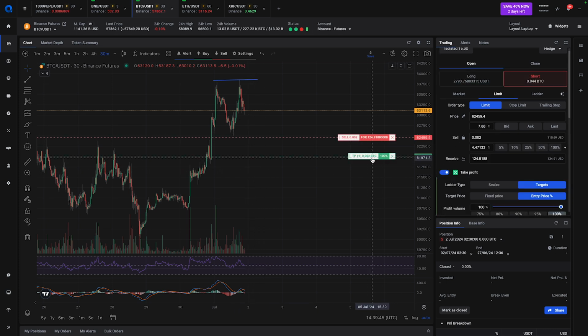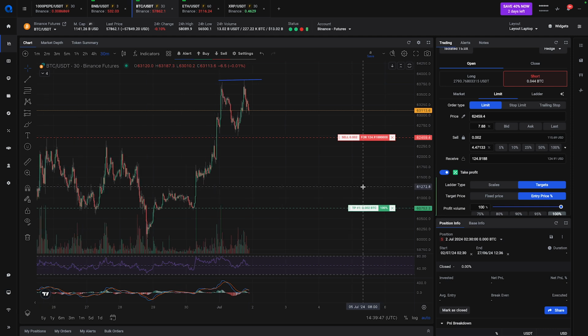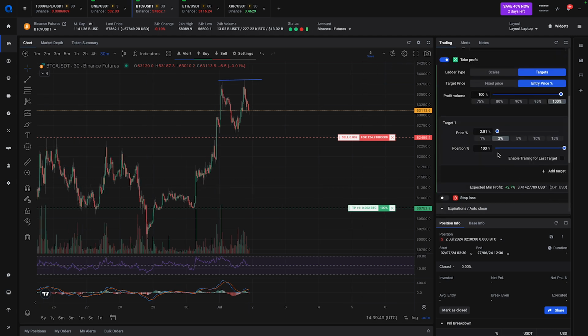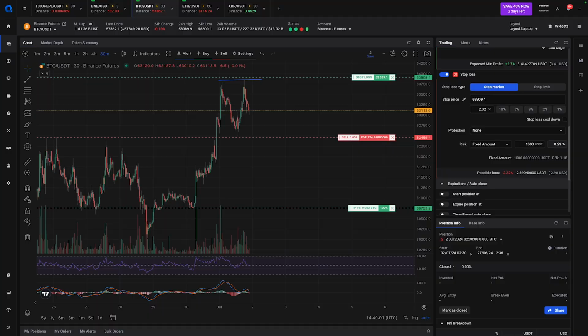We can set our take profit at the next support and resistance level, and our stop loss would typically be above the double top. Now if I want to risk 1% of my $1,000 investment, then I type in 1% in the risk management part.